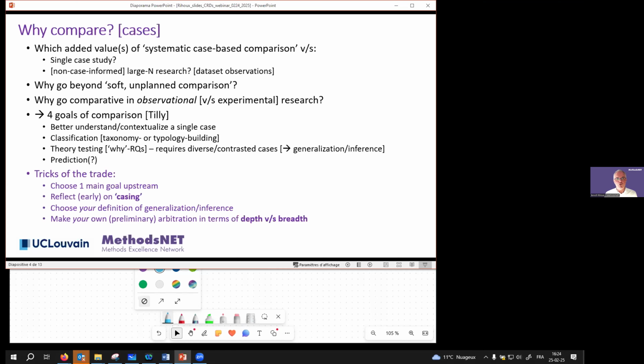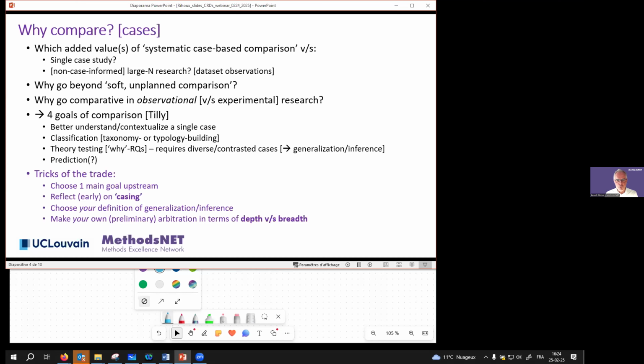Well, first, choose one of these 4 main goals upstream, quite early in the research process. And you may perhaps reconsider it along the way, but it's good to have a strong starting point. Secondly, reflect really early on how to define your cases. I will actually discuss casing right afterwards in the next slide, because casing is a kind of difficult operation. I'll come back to that. At least try to develop some first hints on what your cases could be in your research.